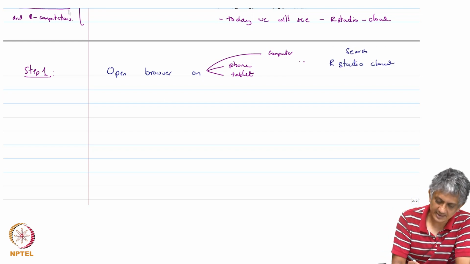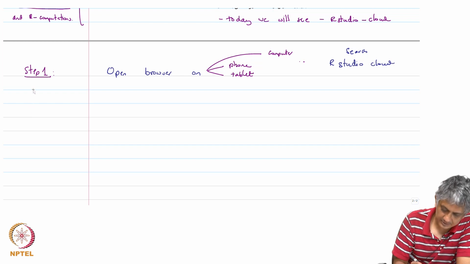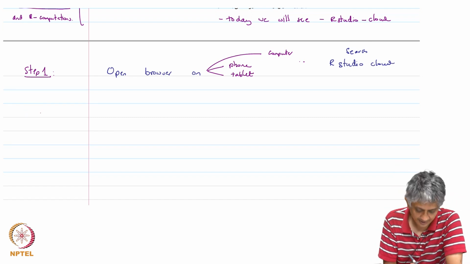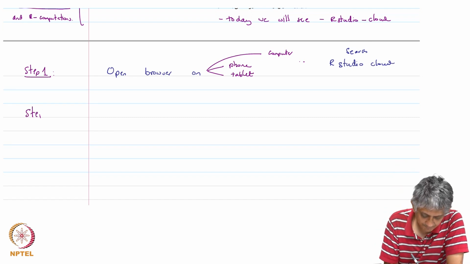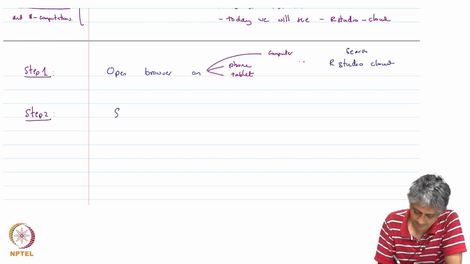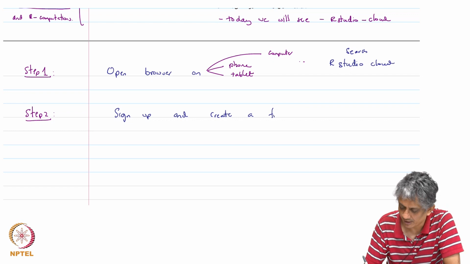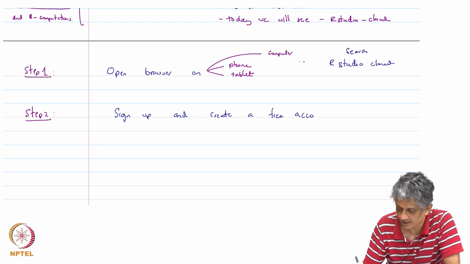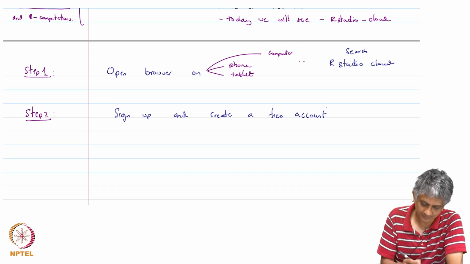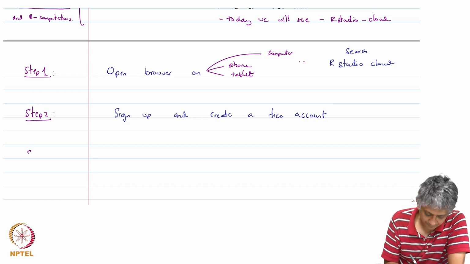Once you do that, step 2 is you sign up. I signed up and created a free account. You can also buy if you're doing more and more R work as the course progresses, but for this course, a free account is more than enough. There's no problem.